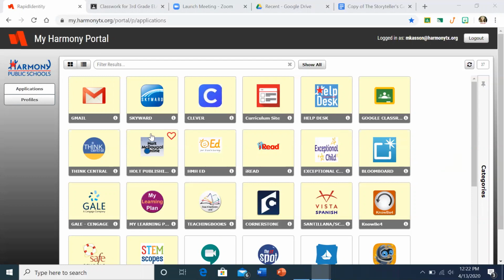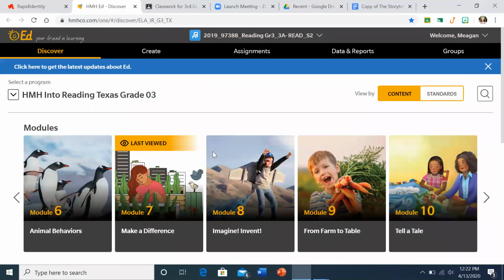So our first step for today is we are going to go to Ed. We are going to read the Storyteller's Candle. It is historical fiction, meaning that it takes place in a real time period. An event in this story may have actually happened, but some of the characters and some of the dialogue and events that happened are fiction.